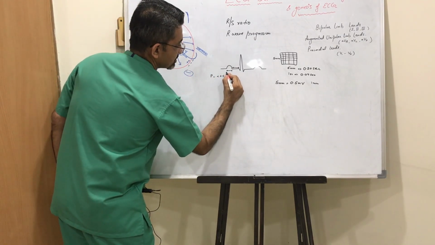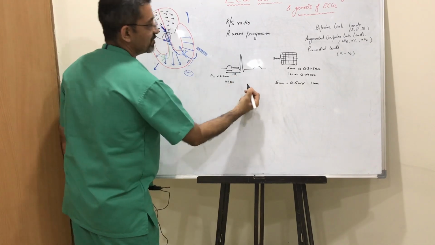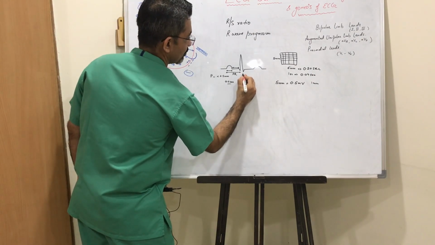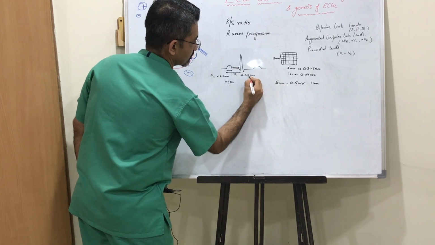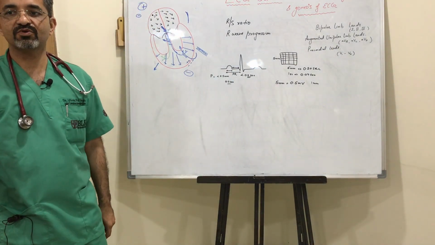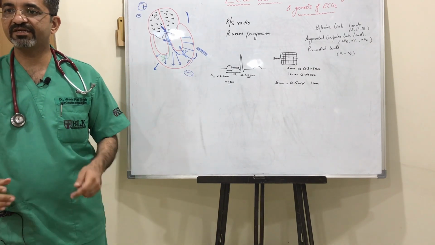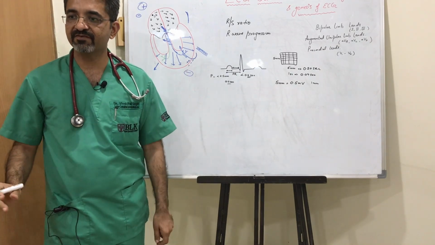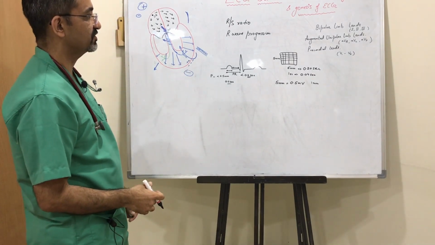So the PR interval is from the start of the P wave to the start of the R wave. This is known as the PR interval. The normal PR interval is always less than 0.20 seconds. Always less than 0.2 seconds. It can never be more than 5 small squares. The moment it becomes more than 5 small squares, we are probably dealing with some blocks. What blocks? We will come to that in the next lecture.